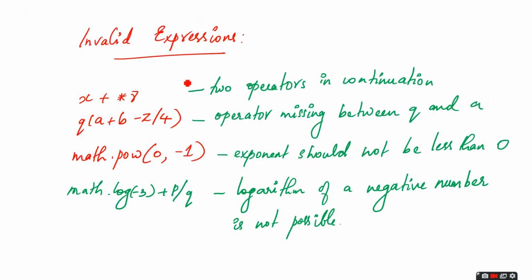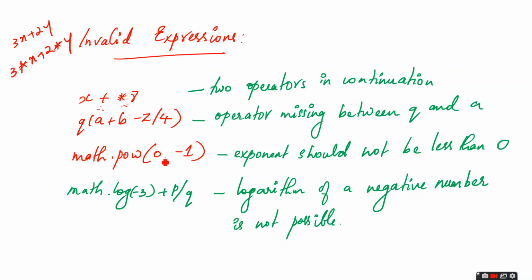Next, we have to find out the invalid expression. Now see here, x plus into r. This is wrong because two operators are coming in continuation without any operand. So we should not write an expression like this. q into a plus b minus z divided by 4. Here the operator is missed between q and a. For example, in maths we'll write like this, 3x plus 2y and all. But in Python we have to expand like this, 3 into x plus 2 into y. Like this way we have to write. We should not miss the operator.